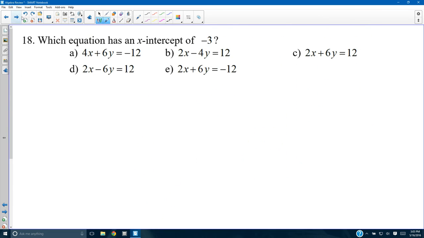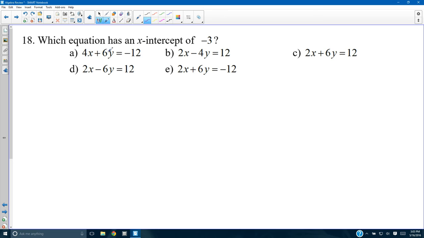Number 18, which equation has an x-intercept of negative 3? What they are asking is, when y equals 0, which one gives you x equals negative 3? So you can plug in negative 3 into these and see which one gives you y value of 0, or you can substitute 0 for y and figure out which x value gives you negative 3. This is written in what's called standard form. It's not even in slope-intercept form, but that's okay. You're looking for x-intercept anyway. Substitute 0 for y for all of these. How does that ease things up?